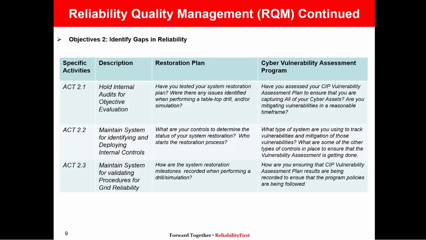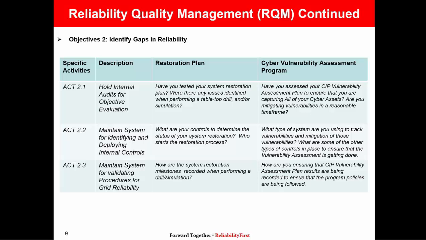Maintain systems for identifying and deploying internal controls. So this would be, how do you document the controls, policies, or procedures within your cyber vulnerability assessment program? Also, potentially, how do you track the assets within that program? How would you document all those different pieces and parts that you really need in order to have a successful cyber vulnerability assessment program? If you look here, there are a couple of examples. What type of system would you use to track vulnerabilities and mitigation of those vulnerabilities? What are some of the other types of controls in place to ensure the vulnerability assessment is getting done correctly?